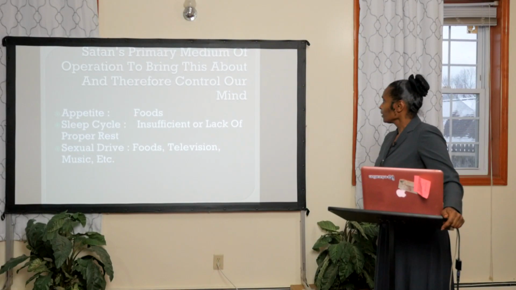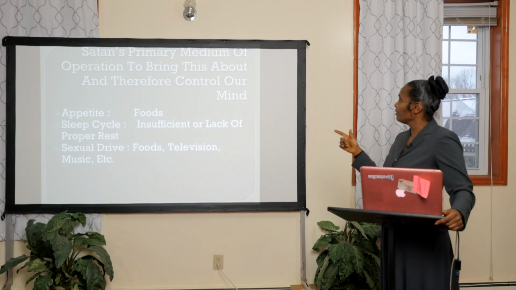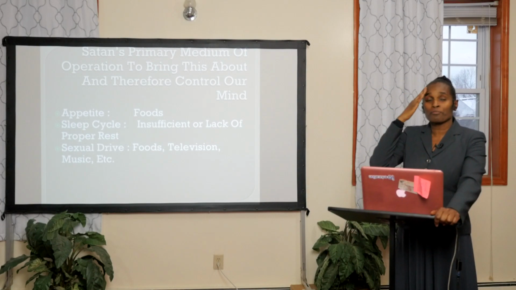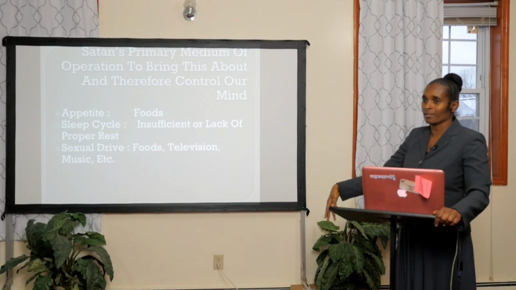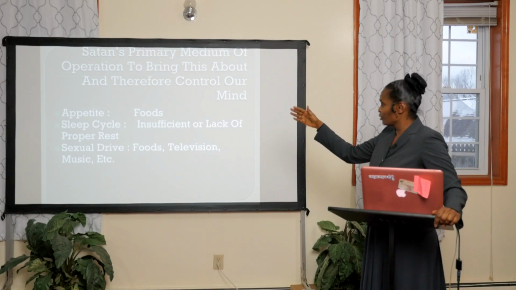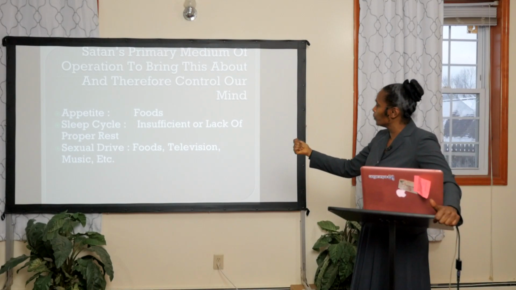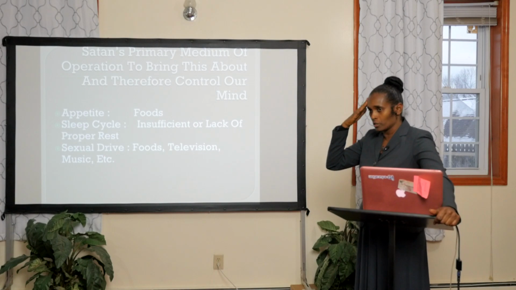Now, Satan's primary medium of operation to bring this about, and therefore control our mind, is this: if Satan can control our frontal lobe, and this is a whole other topic, we could spend a whole day talking about the control of the mind, so we're going to go through this real quick. So our appetite, which is food, these are the ways that we destroy our frontal lobe.